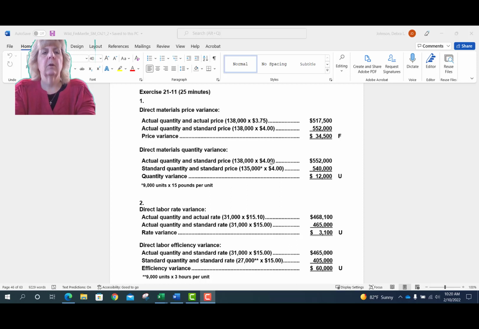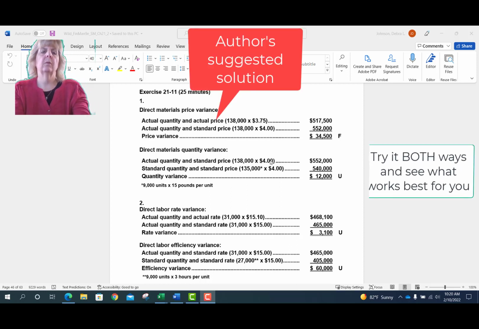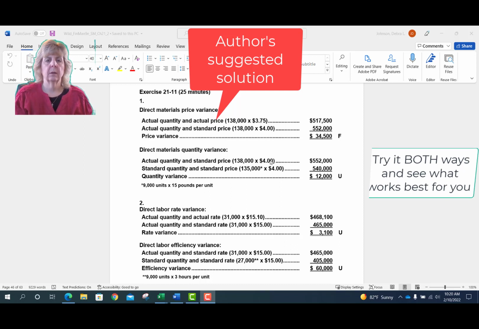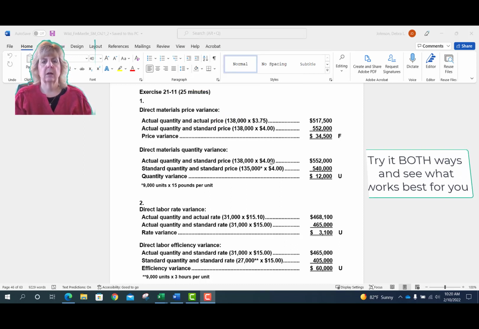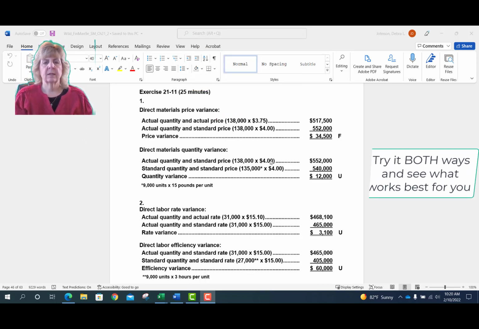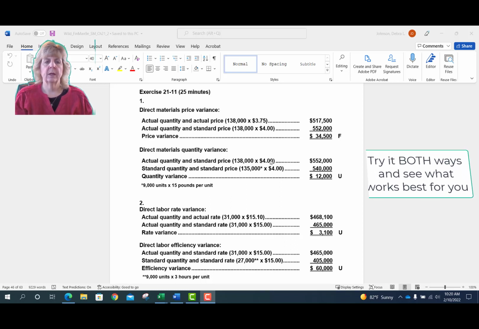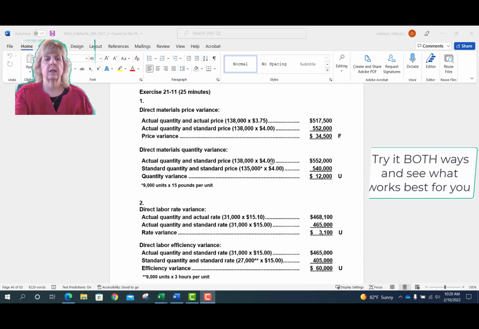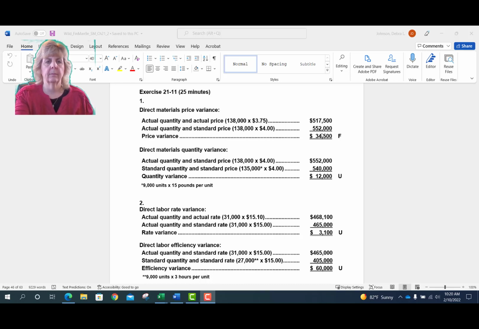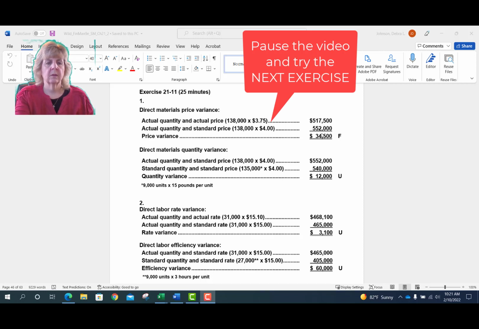Before we leave this problem, I told you that I would also show you the author's suggested solution. So take a look at what you see on the screen. You'll notice that each variance result was the same. So it doesn't matter which method you use as long as you have a good understanding of what it is that you're calculating. We'll move on to the next exercise, which is extremely similar, just with different data. I'll go ahead and show you the solution after you try and work it out.